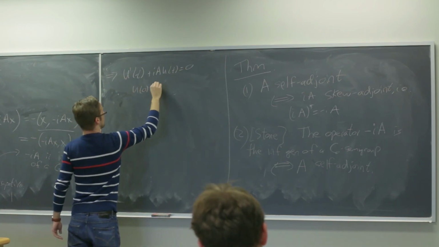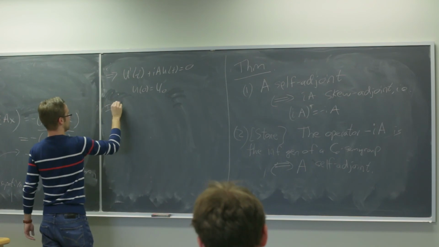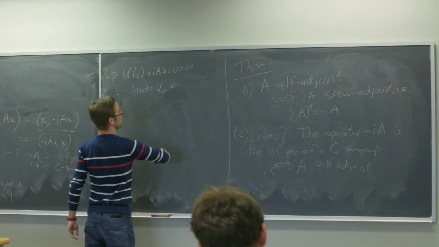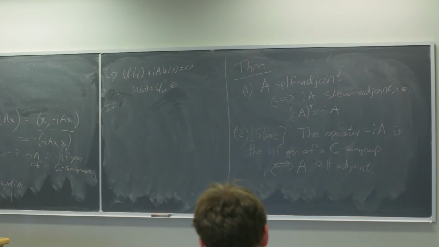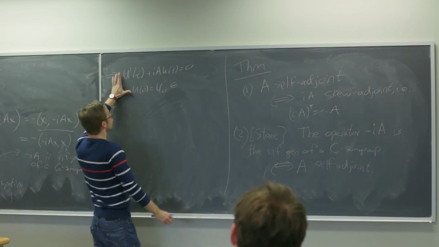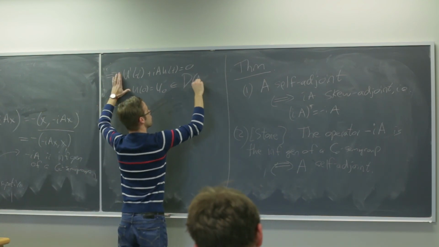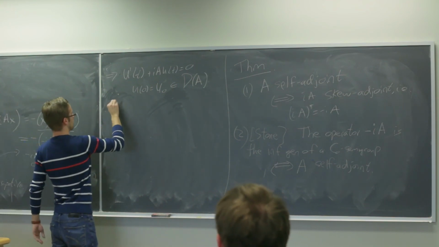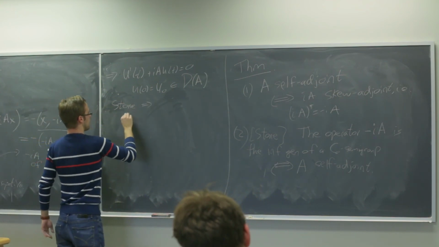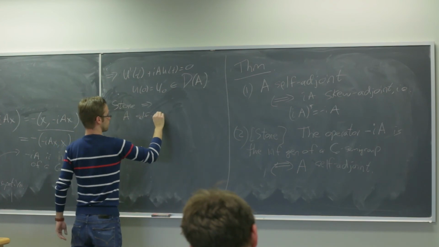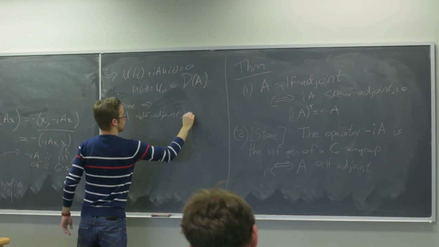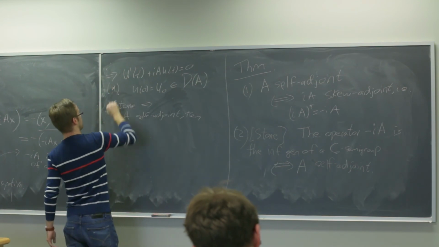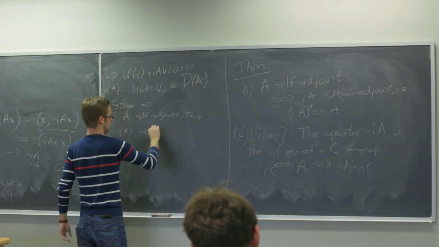U of 0 equals u0 if, so here's the main caveat. Everywhere I needed that x belongs to the domain of the underlying operator, not the entire space. So this evolution equation is well posed, provided the initial data belongs to the smaller space, the domain of the underlying operator. So Stone implies if you can show that A is self-adjoint, then this problem is well posed.